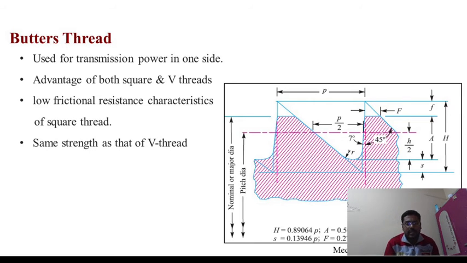So what are the advantages of this type of thread? The buttress thread is used for transmission of power in one side only, there is no other side. It has the advantages of both square and V threads. It has low frictional resistance, the characteristic of the square thread. Compared to square threads it has less frictional resistance, the same length as the V thread, and the same strength as the V thread. This is the buttress thread.